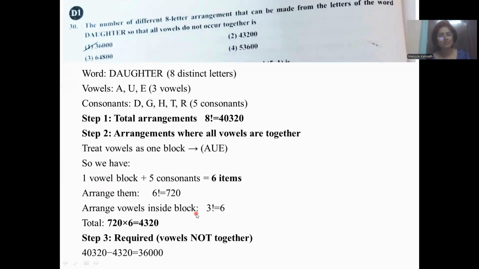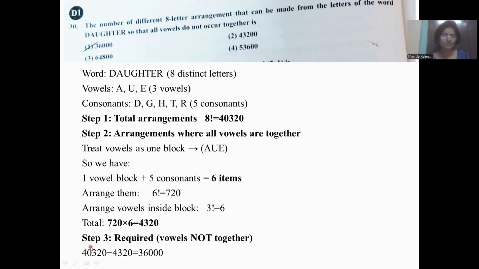Arrange vowels inside the block. Now we have 3 vowels together. These 3 vowels can change their positions among themselves and give different arrangements. So here we have 3 factorial. 3 vowels are there. Different arrangements of these 3 vowels among themselves is 6. That is 3 factorial equals to 6. Total 720 into 6, that is 6 factorial into 3 factorial. That is nothing but 720 into 6 equals to 4,320.